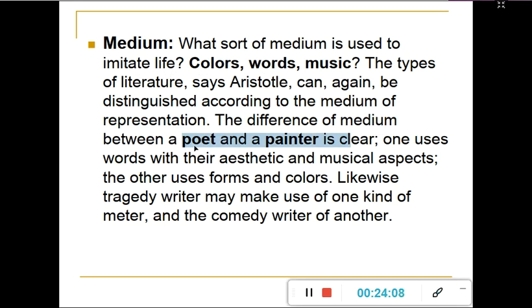واحد uses words with their aesthetics and the musical aspects، الجوانب الجمالية للغة والجوانب الموسيقية للغة، والتاني بيلون بيuse forms and colors أشكال وألوان. Likewise، بص بقى تراجيدي، كل مرة هتلاقي عندي ظاهر لي poetry ظاهر لي tragedy. Tragedy writer may make use of one kind of meter and the comedy writer of another.